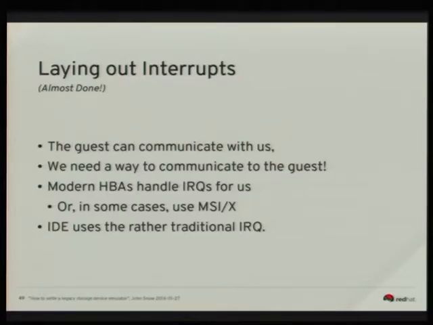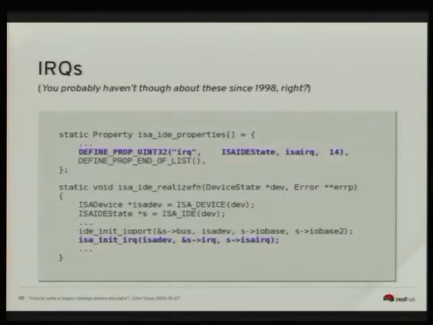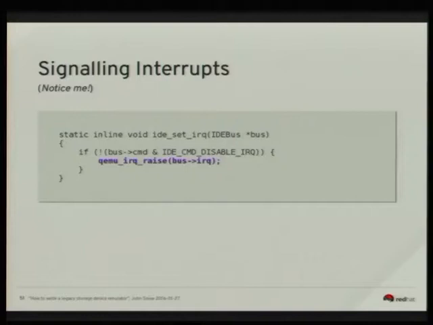So the next thing we want to do: the guest can talk to us, and we would like to talk back to the guest, so we need to register an IRQ. Modern host bus adapters handle it for us, but IDE is old, so it doesn't. So similarly, in the isobus, we have another property to define the IRQ, defaulting to 14, but you configure it. And then similarly, another function here is init IRQ, and we're going to register our IRQ to be used. And if we want to talk out, this is the actual, real, unabridged IDE set IRQ function. It's very dead simple. If interrupts are not disabled, we just raise the IRQ. So now we can get messages in, we can send messages out.